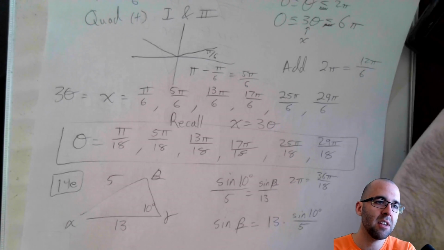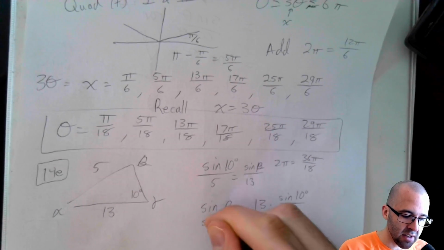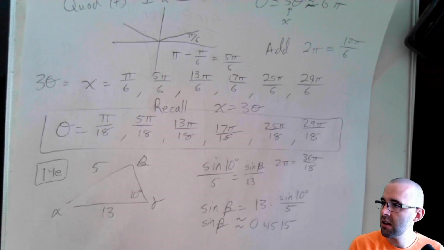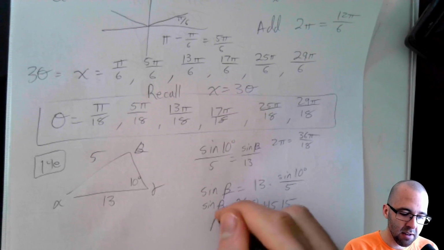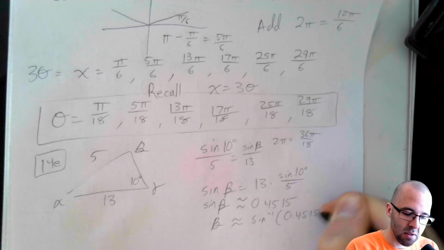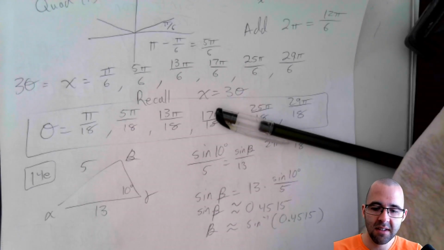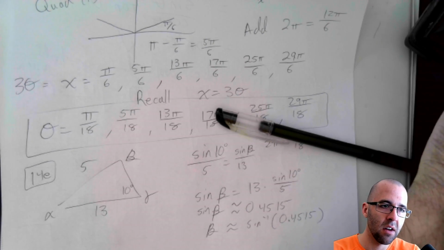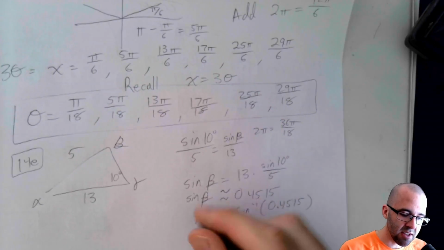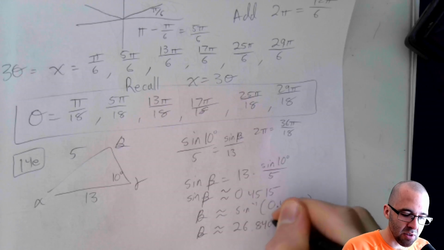13 times the sine of 10 degrees divided by 5. It's approximately sine of beta, it's going to equal 0.4515. And now we need to use inverse sine to find out what beta is approximately equal to. And remember, for the law of sines, there are some ambiguous cases. So this tells us that beta is approximately equal to 26.8400 degrees.